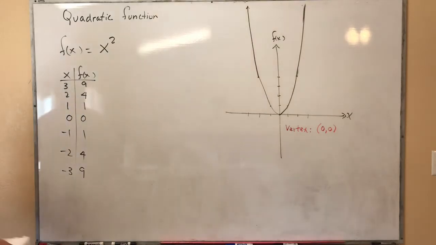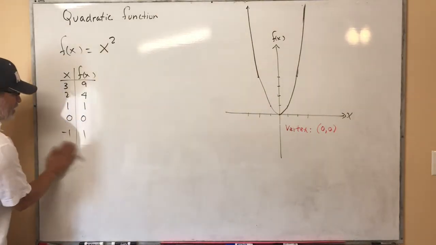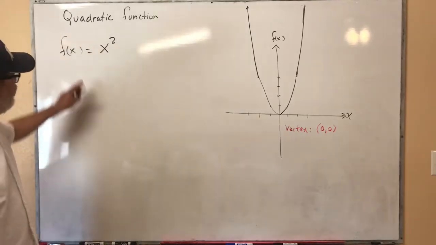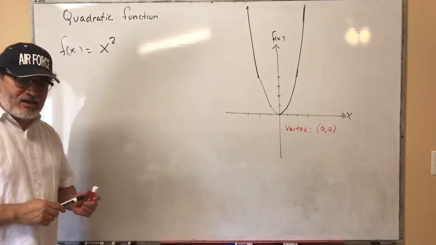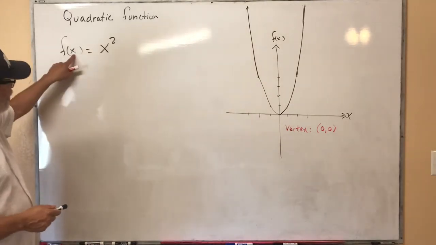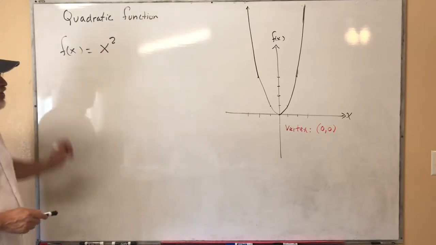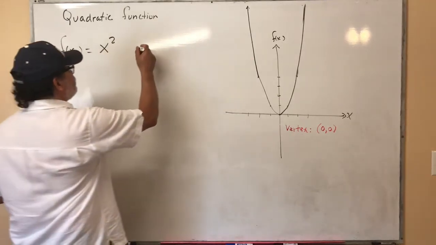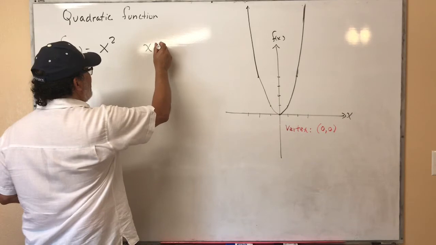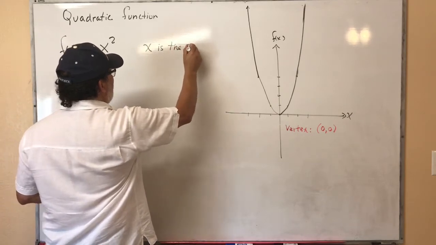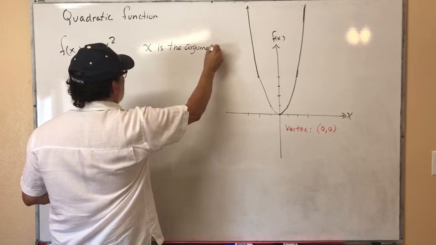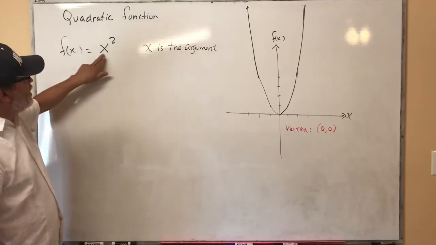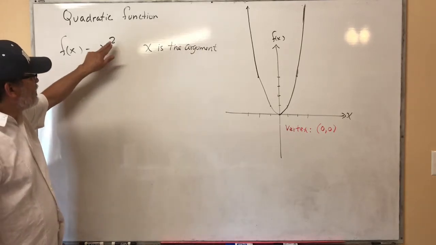Now, let's mess around with the basic parabola. Watch this. We have f of x. Here x is being squared. x I call the argument. Okay? And so, x is the argument. Watch what happens when I take the argument. Here the argument is being squared.